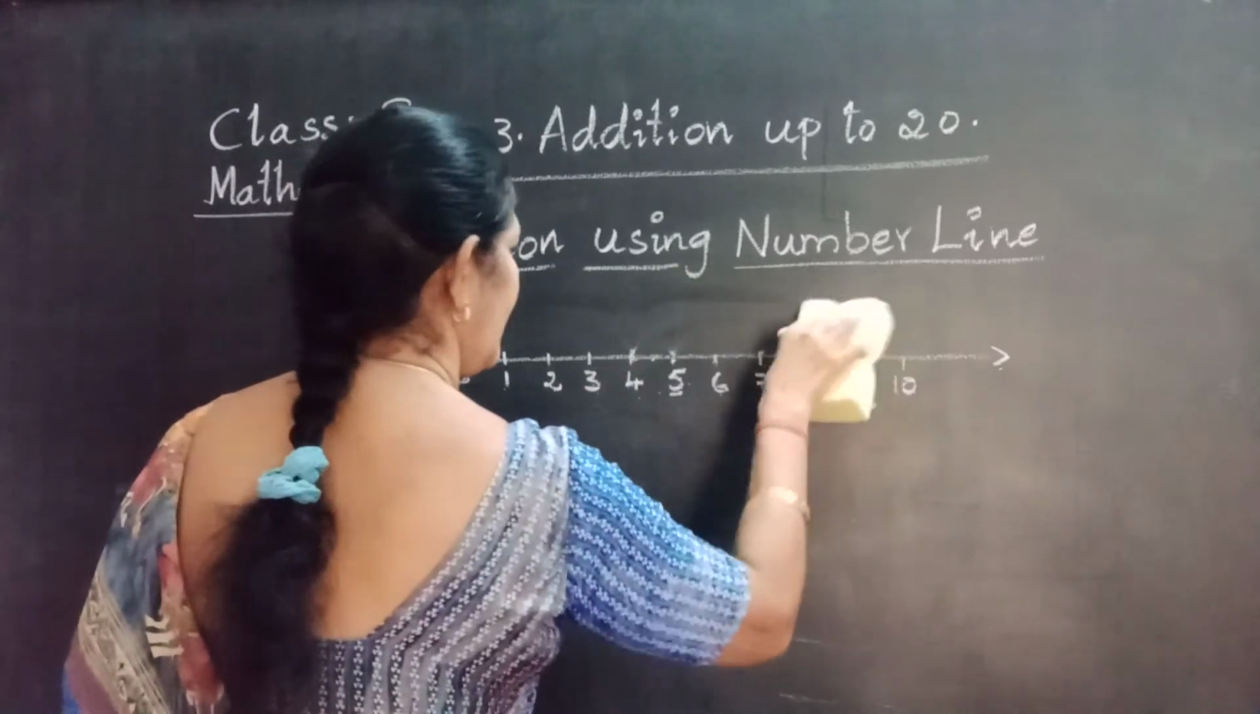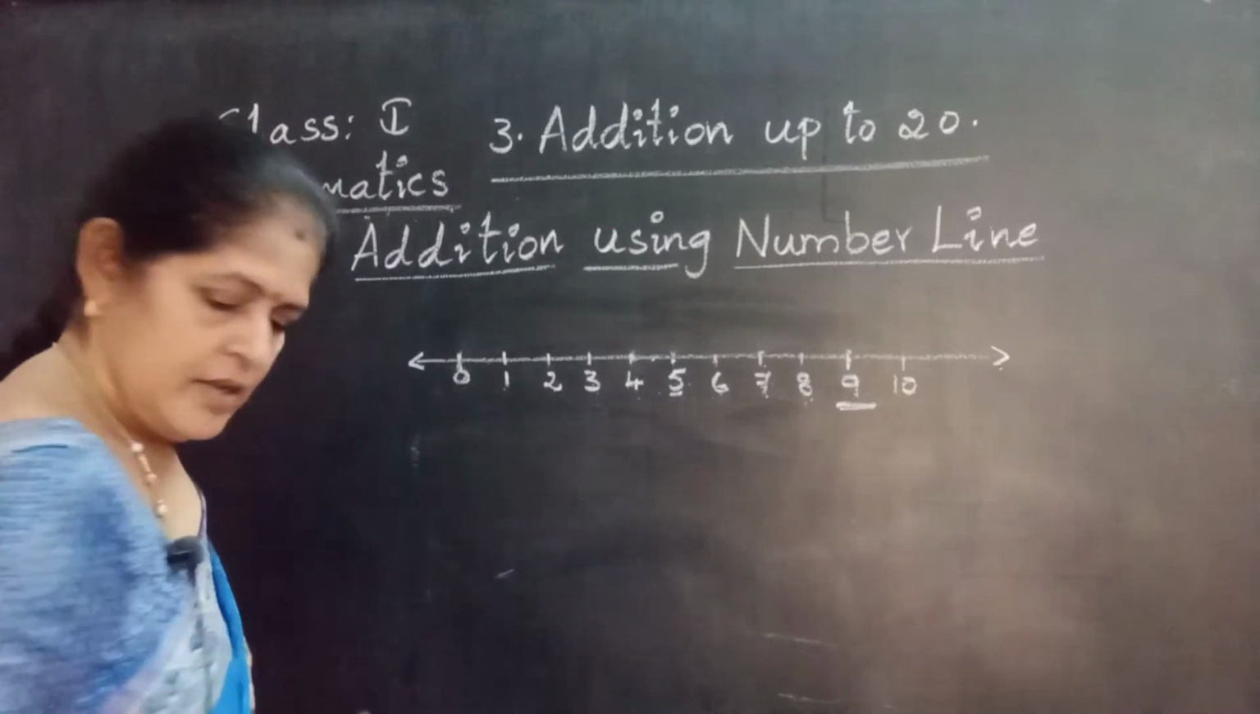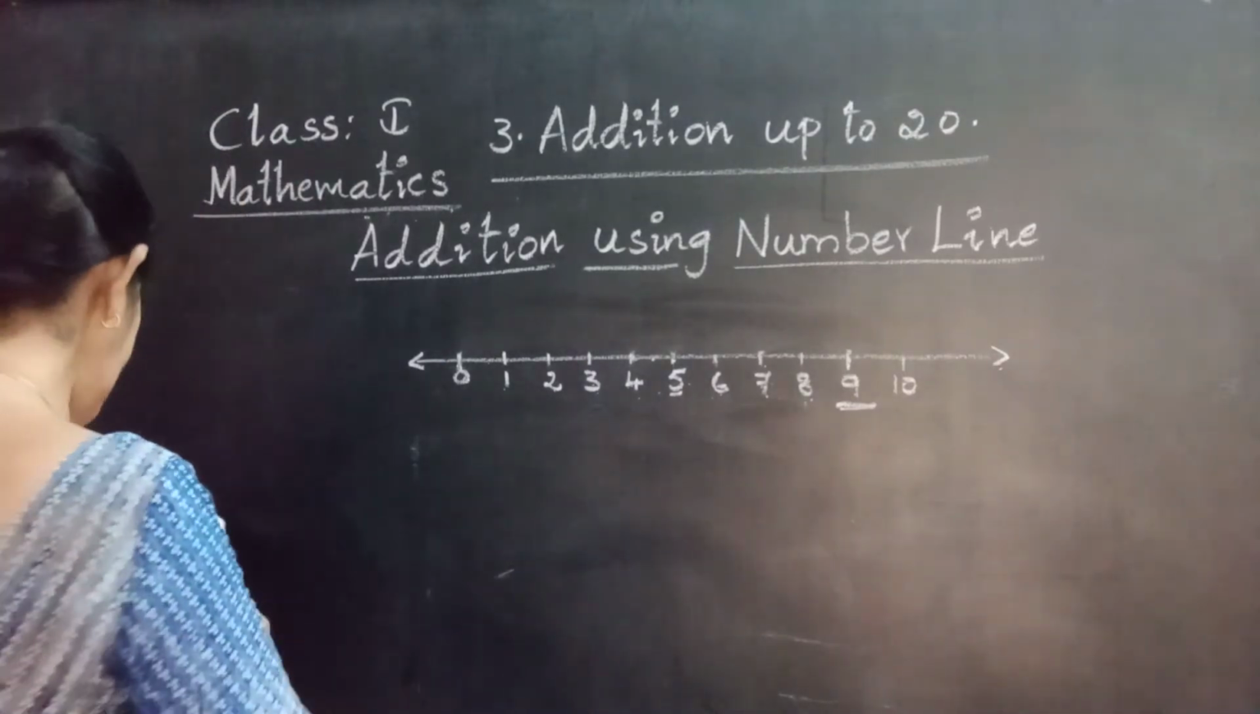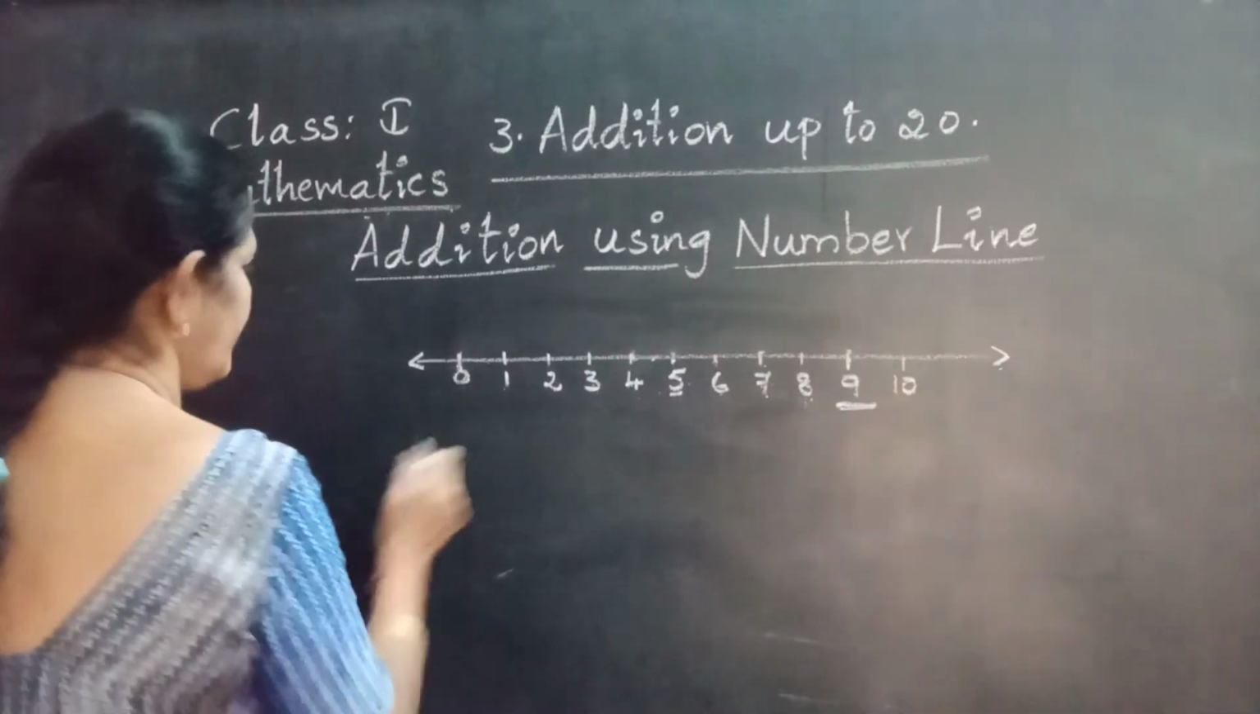Addition on number line in one digit numbers. One more.